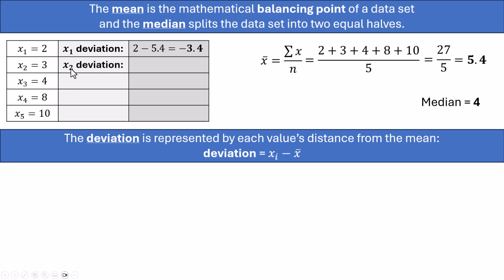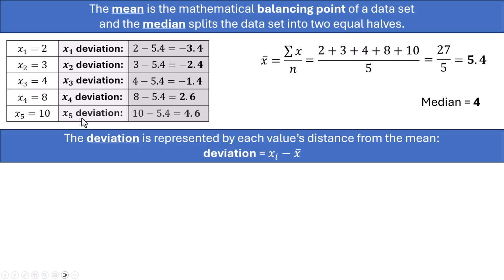Let's now go on to the second value. The deviation for x2 is going to be 3 minus 5.4, which is equal to negative 2.4. 3 is 2.4 below the mean of 5.4. We can continue this for the remaining values. The deviation for x3 is negative 1.4, the deviation for x4 is 2.6, and the deviation for x5 is 4.6. Any positive deviations represent a value that is above the mean, and any negative deviations represent a value that is below the mean.